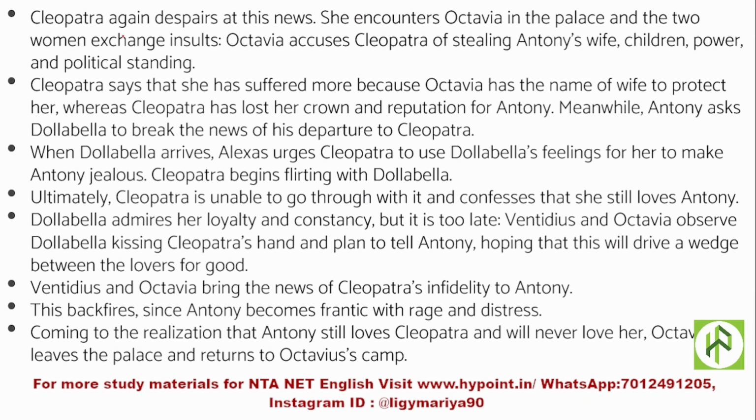Now, Cleopatra again despairs at this news. So Cleopatra is not at all happy with this news. She encounters Octavia in the palace and the two women exchange insults. Octavia accuses Cleopatra of stealing Antony's wife, children, power and political standing. So these two women, Cleopatra and Octavia, met in the palace, and Octavia accuses Cleopatra of stealing Antony's wife, children, power, political standing, everything. Finally, this love that these two people have is going to bring their doom, nothing else.